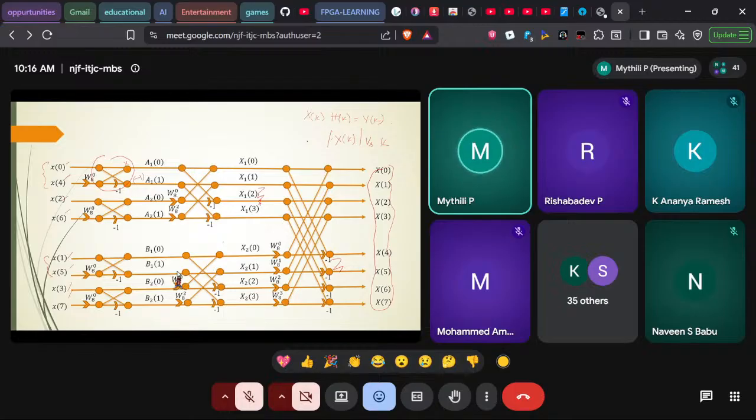Okay, Dana, we are supposed to do this decimation in time FFT algorithm. So I will show one example of a problem now. You just observe it, watch it, and we'll do that in the next class, that is tomorrow, in the classroom. Okay.